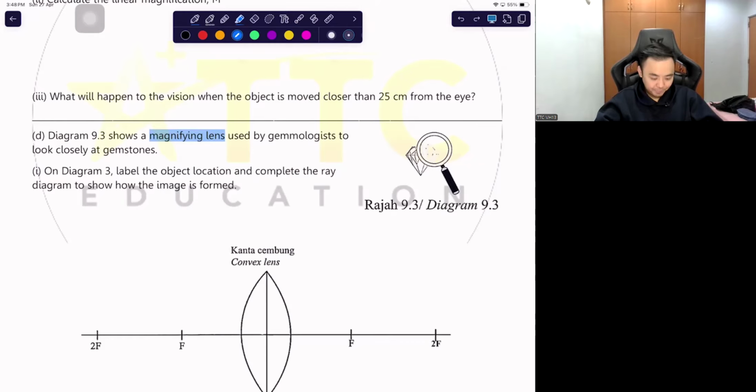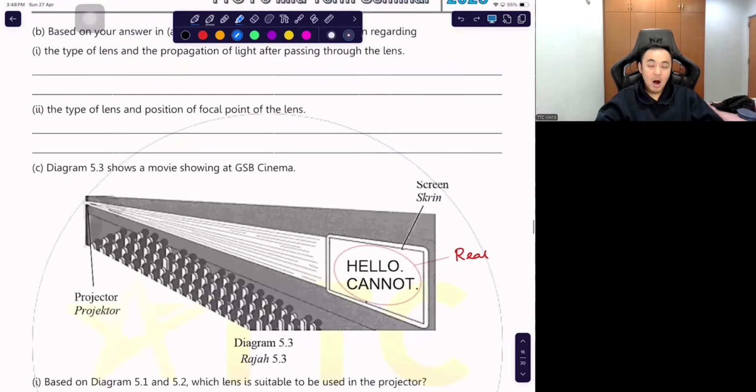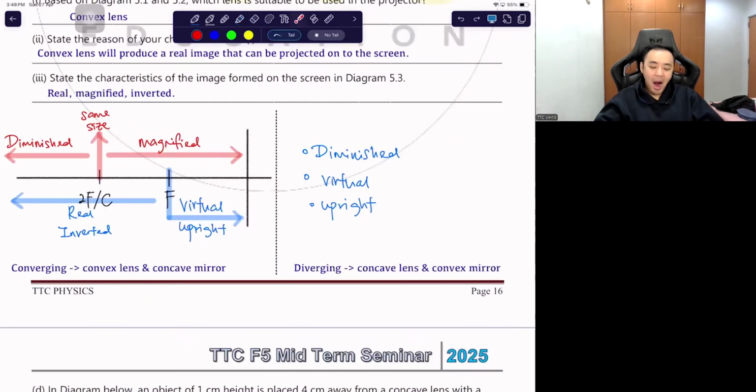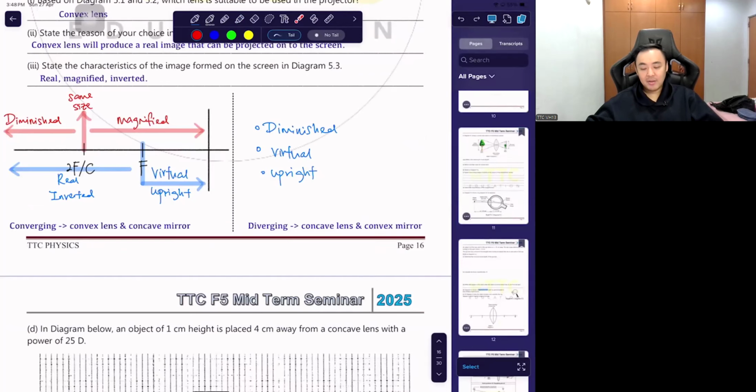You're looking at a magnified image, right? What lens actually produces a magnified image? I just said it earlier, remember? The shortcut here. The only lens that can produce a magnified image is convex. A concave lens cannot magnify. Get it? Okay, next, where should I put the object?